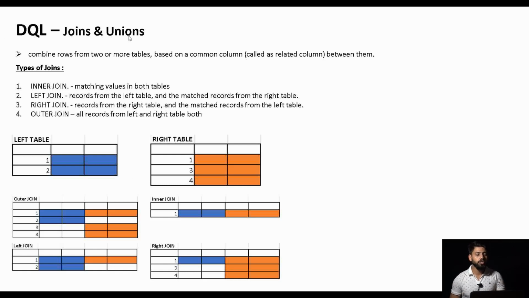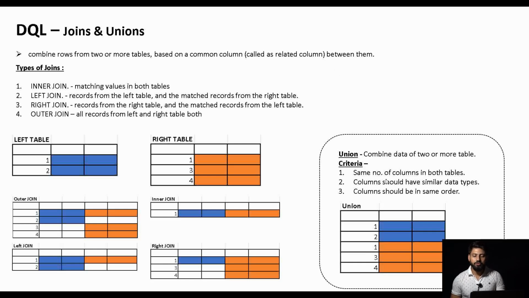After that, we have union. We will be looking at what union is and how we can use it. So union is nothing but combining data of two or more tables. That means here also, as it was there, here it was combining rows from two or more tables, correct? But here, you might confuse between outer join and the union.